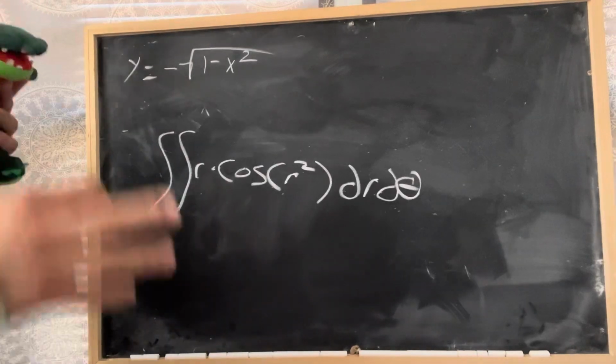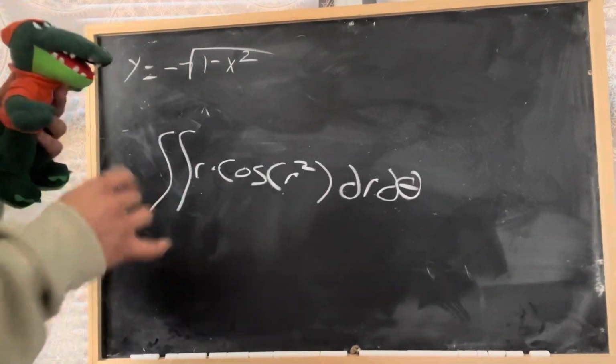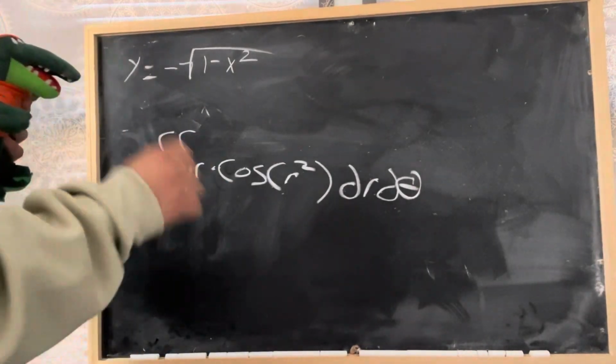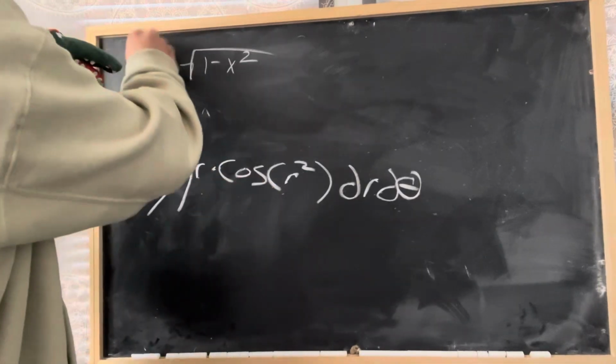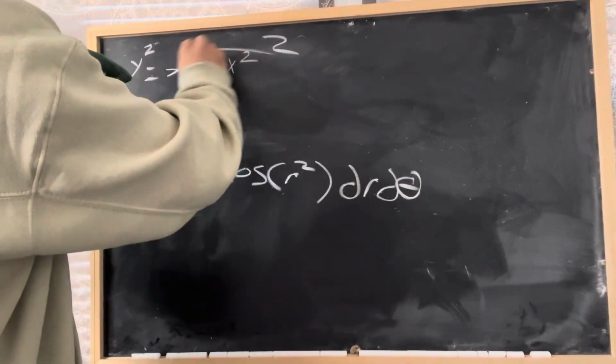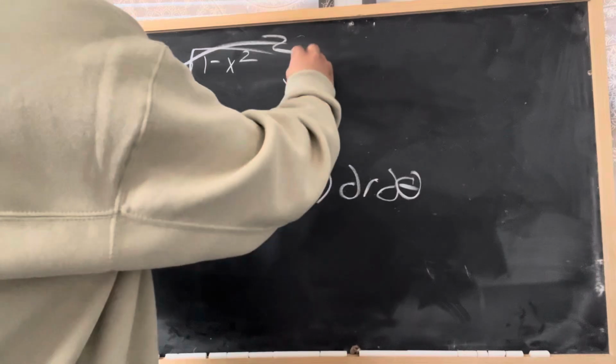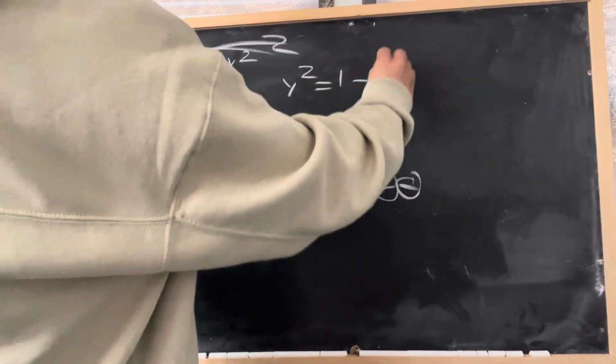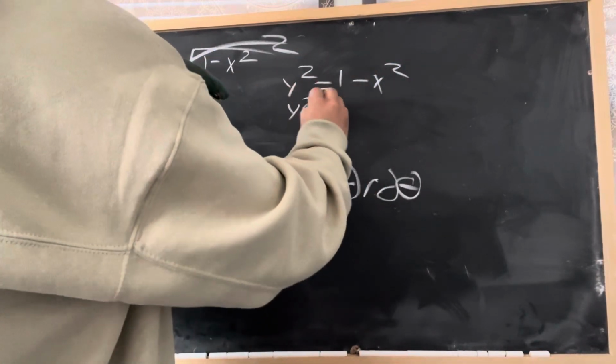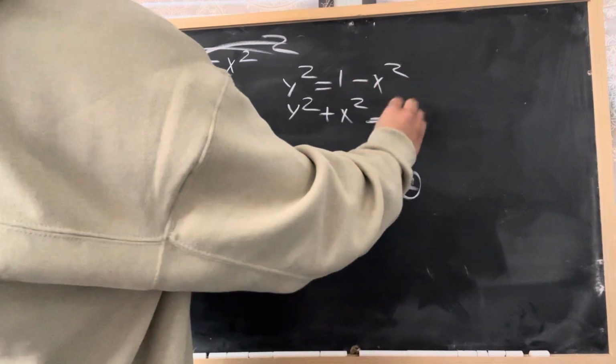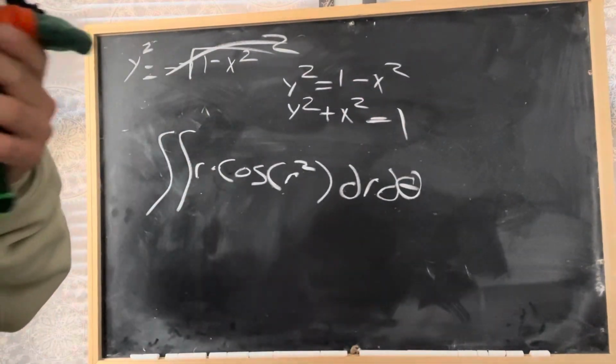And so we have to try to picture this in our head. We can't really picture it that well. But what we'll do is square both sides, and so we'll get rid of that. And we're left with y squared equals 1 minus x squared. Add x squared to both sides. And we realize that's a circle with radius 1, right?